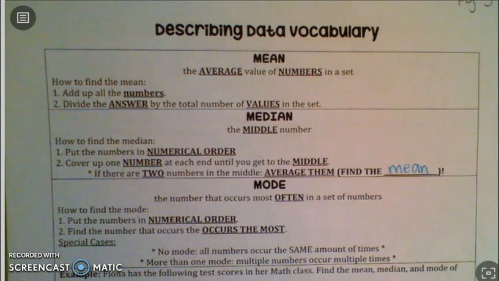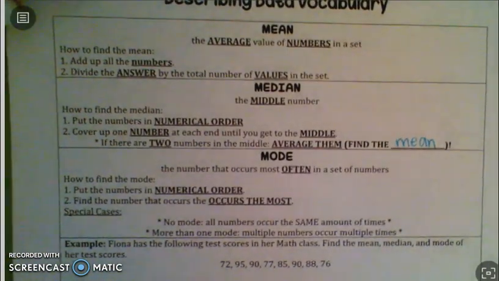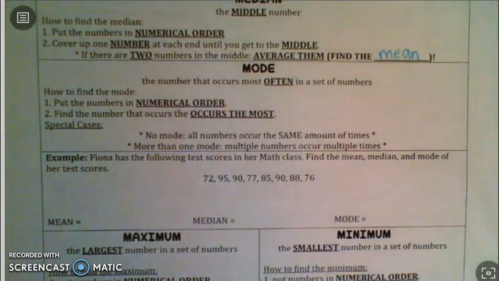and cross them out from the outsides in until you get to the middle. If there's 2 middle numbers though, you're going to average them. You're going to add them together and divide by 2. The mode is the one that happens the most often. And then let's go ahead and do an example.